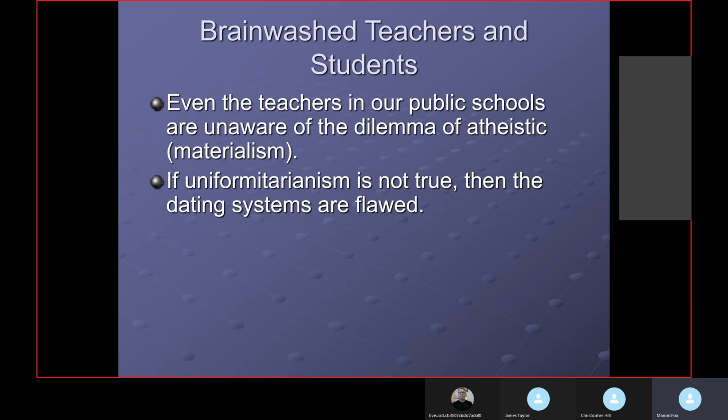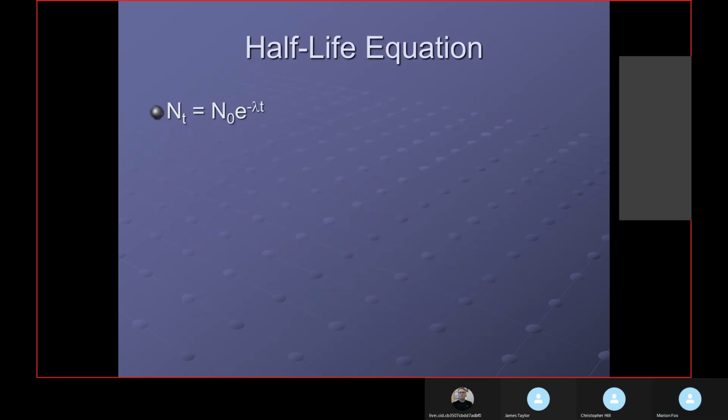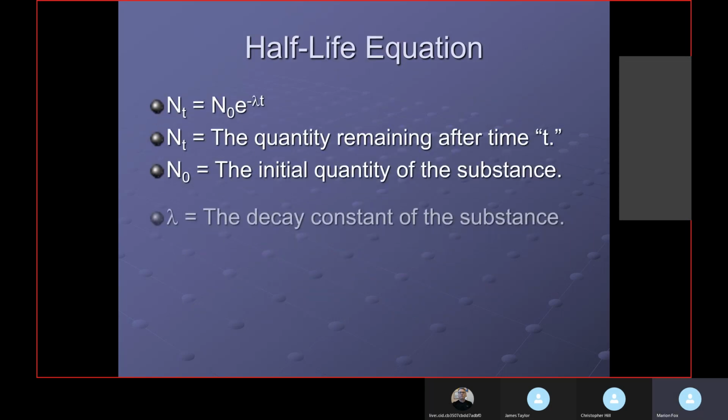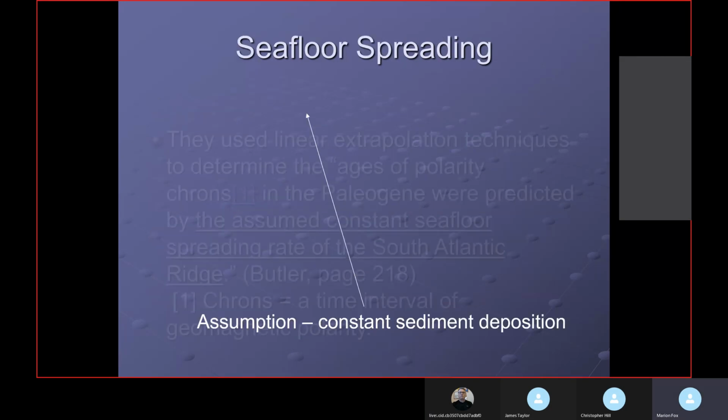If uniformitarianism is not true, then the dating systems are flawed. That's clear. Even radiometric dating begins with uniformitarian assumptions. It's calibrated with uniformitarian assumptions to determine the initial value, N sub o, the amount of radioactive isotope material at the beginning of when they measured. Again, N sub o is assumed and they calibrated it, determined by uniformitarian assumptions. Go back in time, with uniformitarianism.